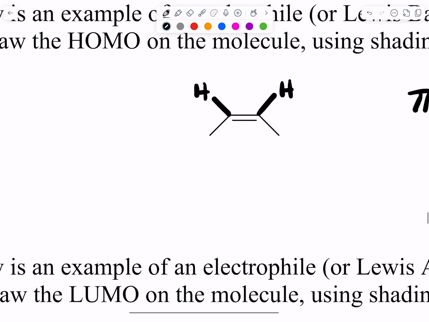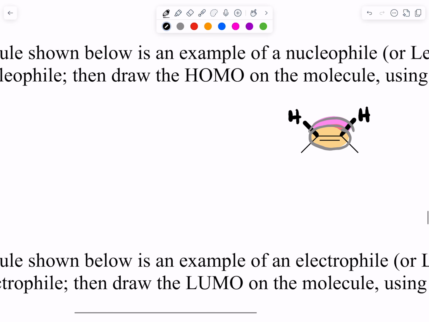Now, if I'm going to draw it on this molecule, what do I do? I draw a lobe above the plane of the page and below the plane of the page if it's drawn like this. Now I know that you need some reassurance, so what if you chose to draw it like this?